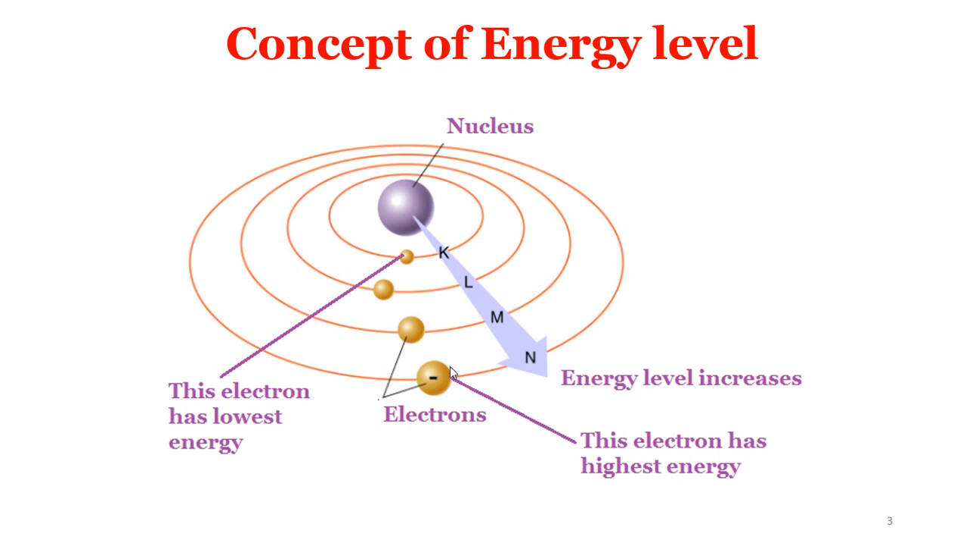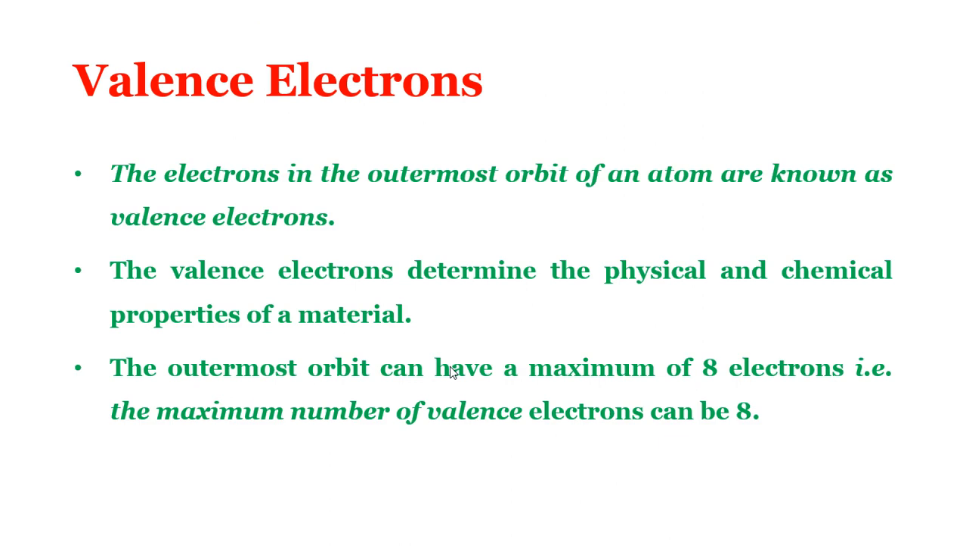So, valence electrons. Valence electrons are nothing but the electrons in the outermost orbit of an atom. The valence electrons determine the physical and chemical properties of a material. The outermost orbit can have a maximum of 8 electrons. That is, the valence electrons will have a maximum of 8 electrons.